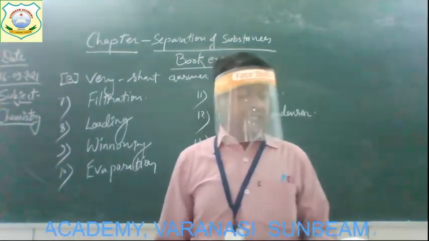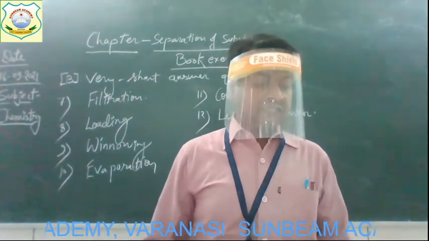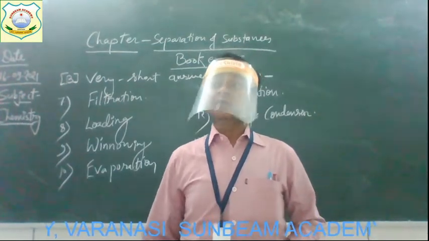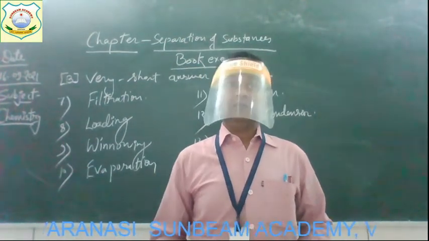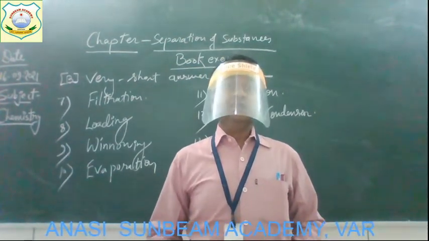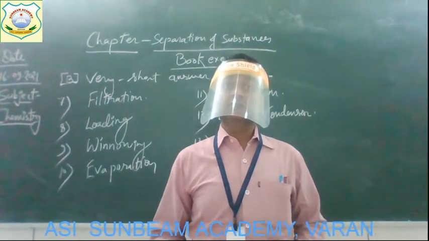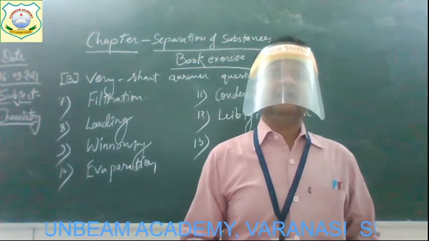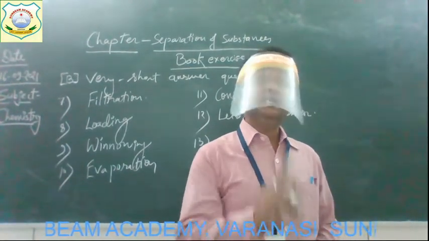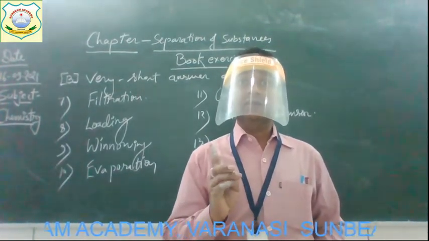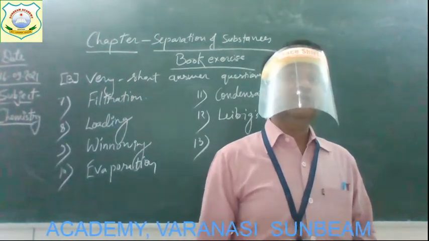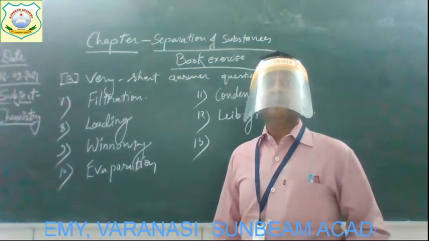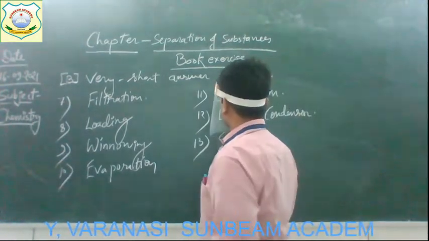Now, question number 13: which apparatus is used to separate two immiscible liquids? Not miscible, immiscible. Which apparatus is used? It is the separating funnel, by which we separated oil and water. Remember? The diagram of it is also given in your book. So the name of the apparatus is the separating funnel.